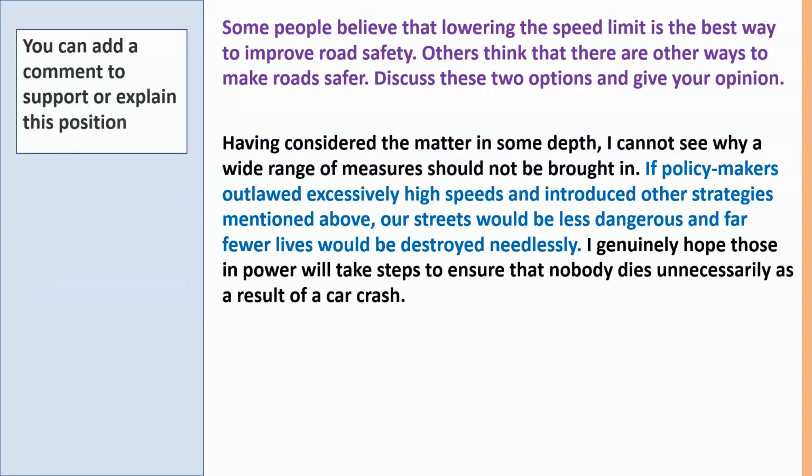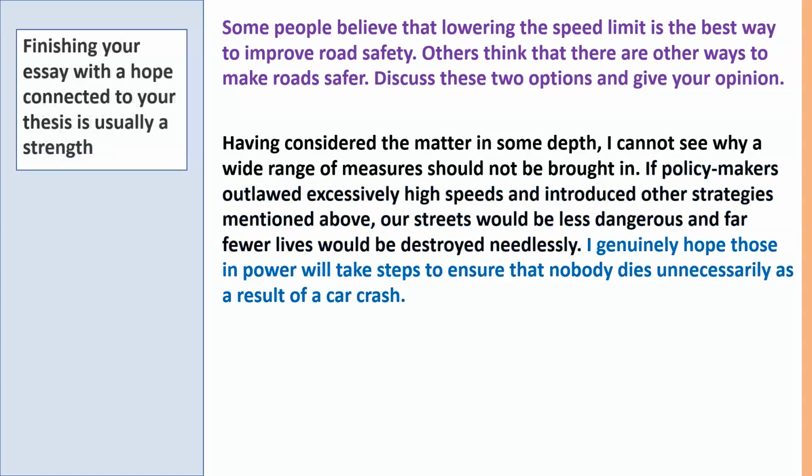You can add a comment to support or explain this position. Remember that we have only just given our position for the first time, so you might want to explain it in more detail. And you can finish your essay with a hope connected to your thesis. It's often a good idea.